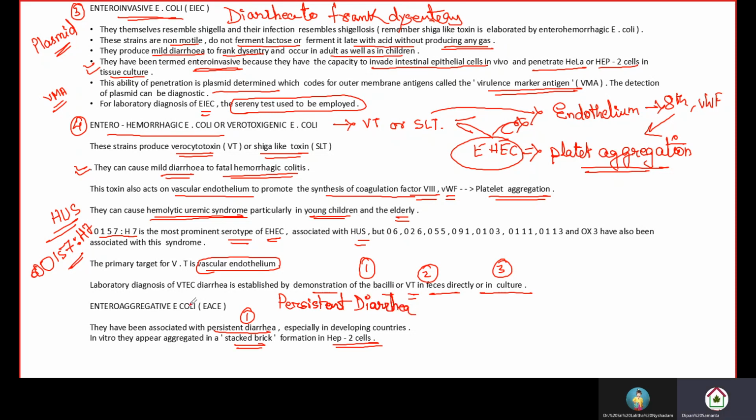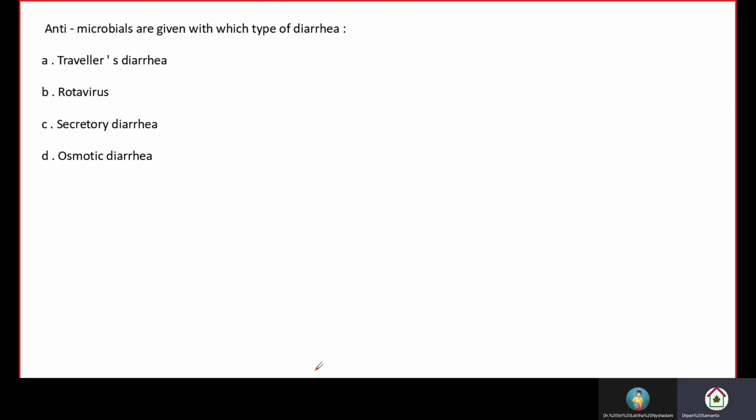Persistent diarrhea is seen in EAEC, enteroaggregative E. coli. They appear aggregated in stacked brick formation in HEp-2 cells. Next question.